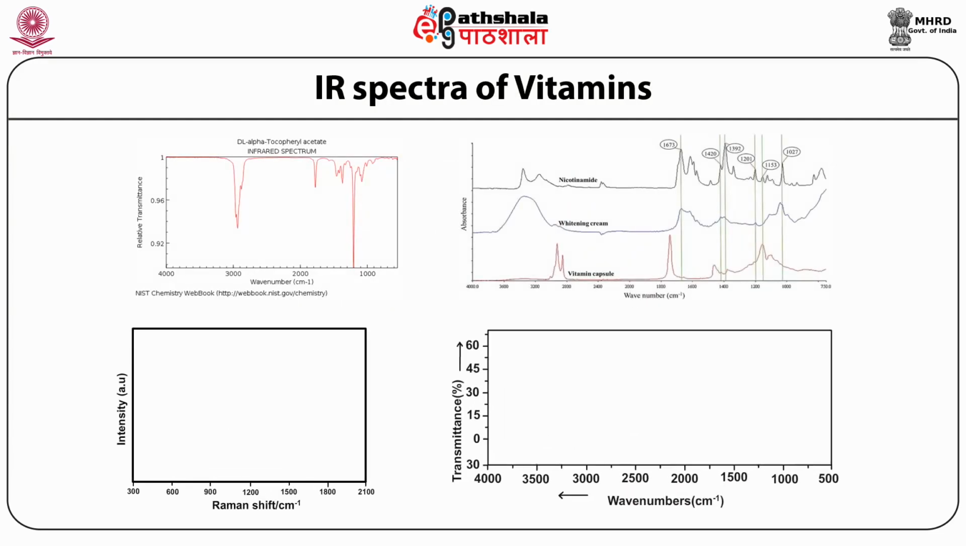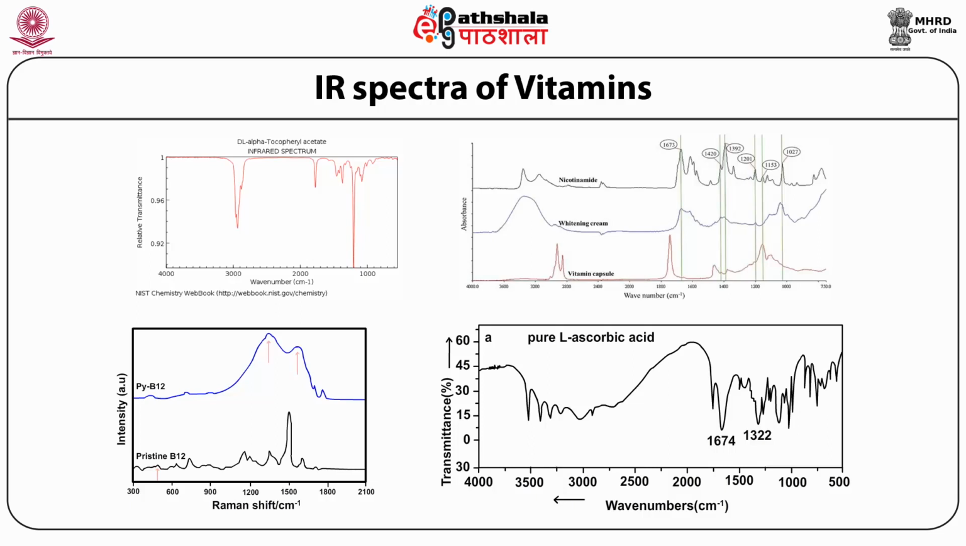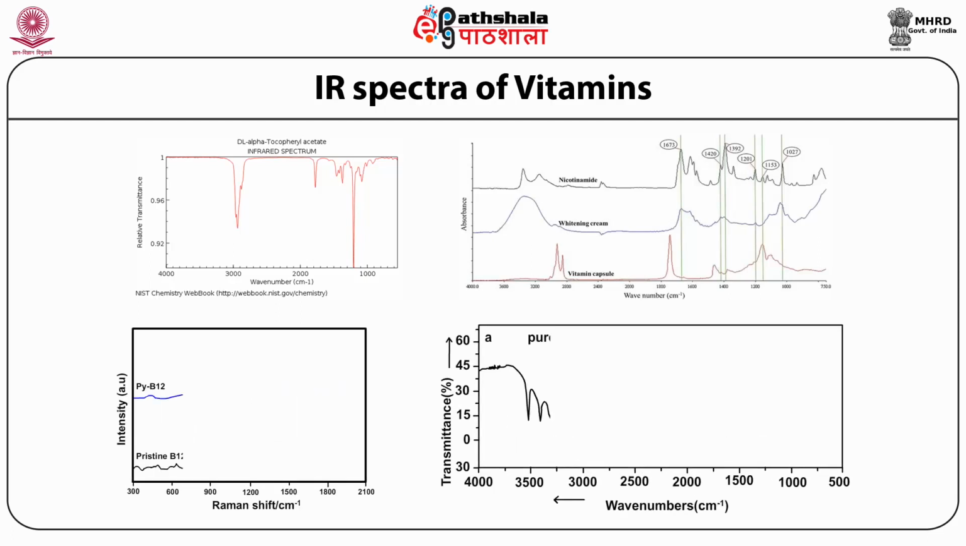This is the IR spectra of vitamins. You can see the IR spectra of alpha-D-tocopherol, then the IR spectra of L-ascorbic acid, the IR spectra of nicotinamide, and the IR spectra of pyridoxine. So these are the IR spectra of different vitamins.